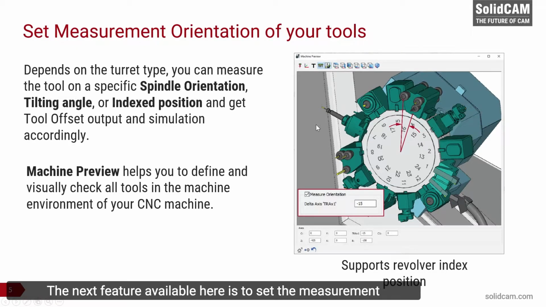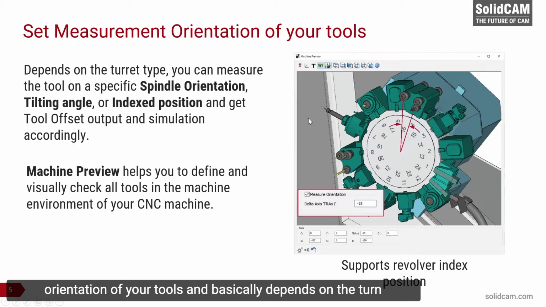The next feature available here is to set the measurement orientation of your tools. Depending on the turn type, you can measure the tool at a specific spindle orientation, tilting angle, or any indexed position and get the tool offset output and simulation accordingly. Over here on the right side, I put the example of the revolver, where, compared to previous versions, to support such a thing you needed to create tool holders with a different coordinate system orientation.